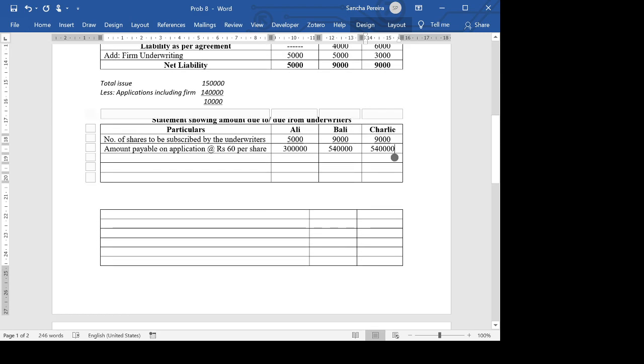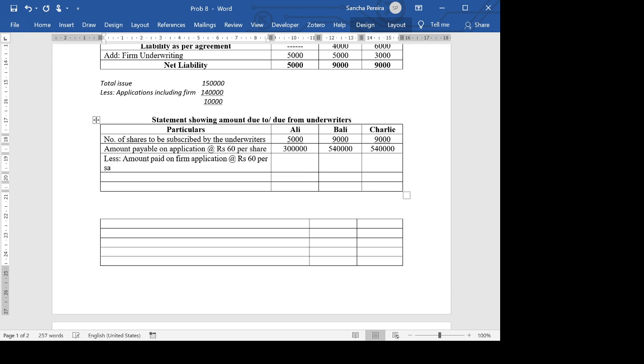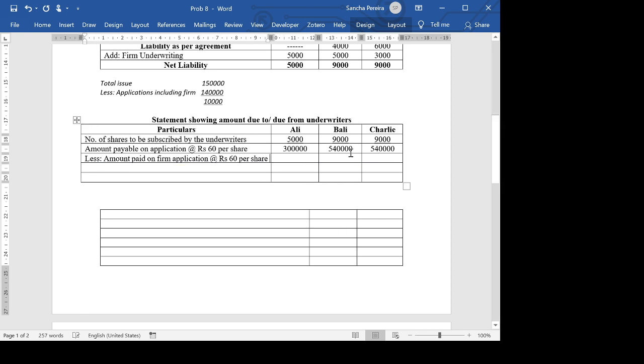So here I write less: amount paid on firm application. We call it firm application, firm underwriting, at the rate of rupees 60 per share. Amount paid on firm application at the rate of rupees 60 per share. So multiply each one's firm application with that rupees 60.